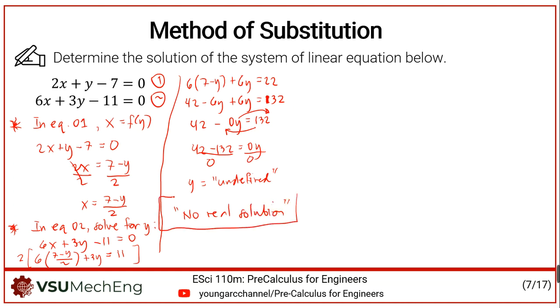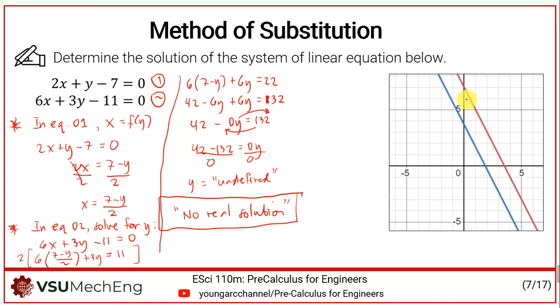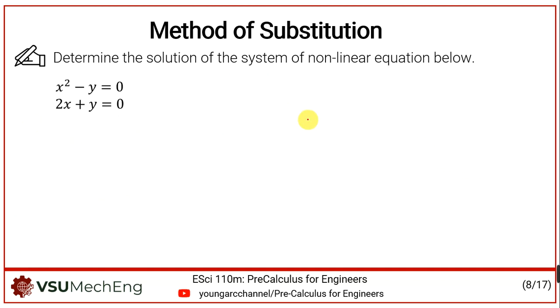Now we can also see this by graphing these two equations on the Cartesian plane. These are our linear equations shown in red and in blue. And by inspection, these two lines are parallel to each other. So therefore, there is no point of intersection between these two lines. So no real solution.